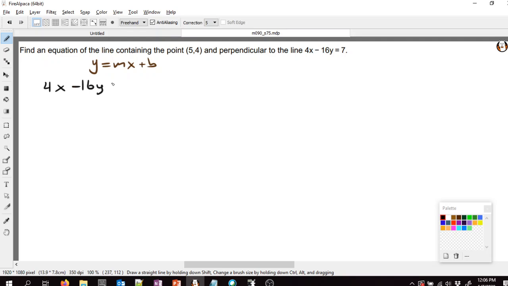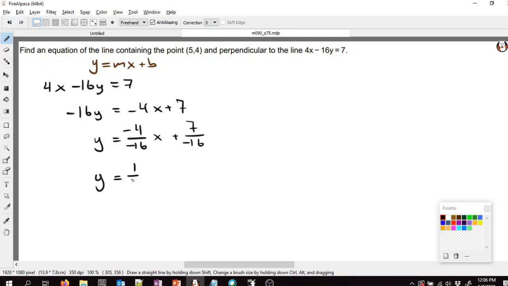4x minus 16y is equal to 7. Minus 16y is equal to minus 4x plus 7. y is equal to -4 over -16x plus 7 over -16. I guess we're writing it like that. y is equal to 1/4 x, the negatives reduce, minus 7 over 16. My slope is 1/4.